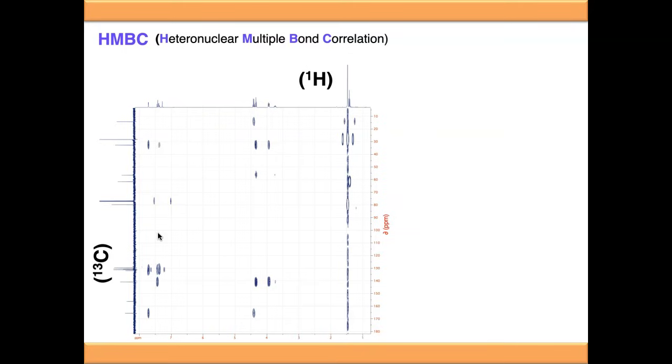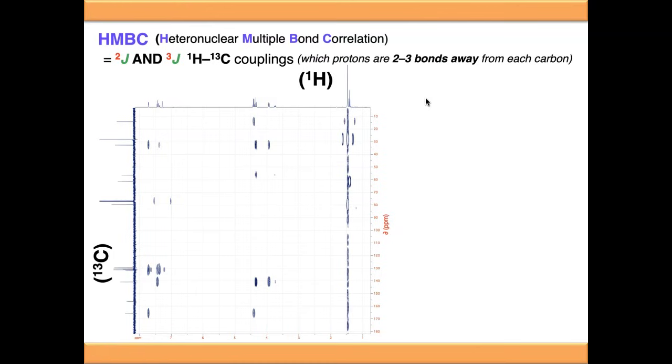The final technique we're going to talk about is HMBC. This is heteronuclear multiple bond correlation. So it works very similar to HMQC or HSQC, only now we're going a bit further out. So this is 2J and 3J proton-carbon couplings. And again, you can see that it's a proton spectrum plotted against a carbon spectrum. But now we're looking 2 and 3 bonds out rather than 1 bond. So which protons are 2 and 3 bonds away from each carbon?